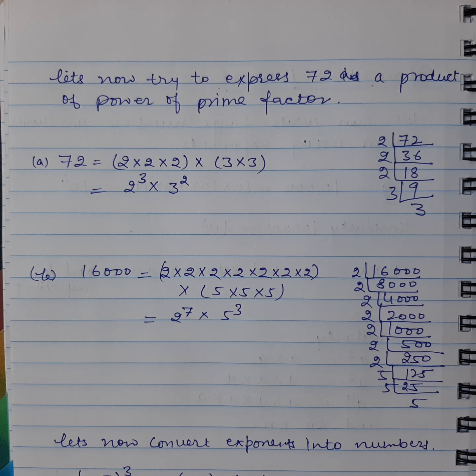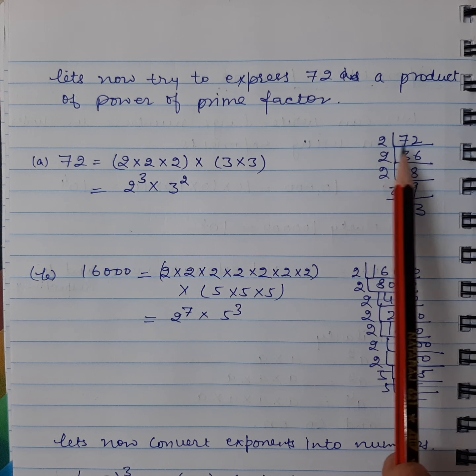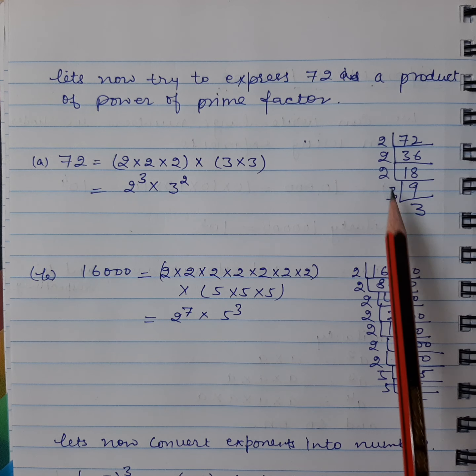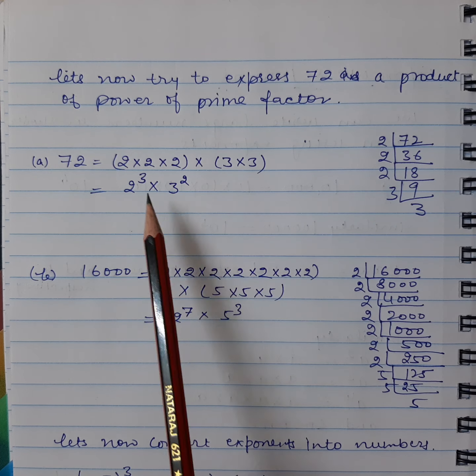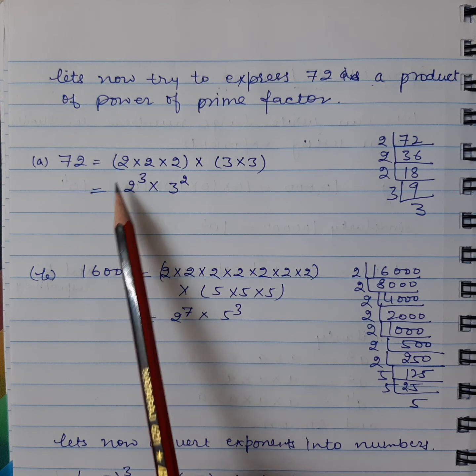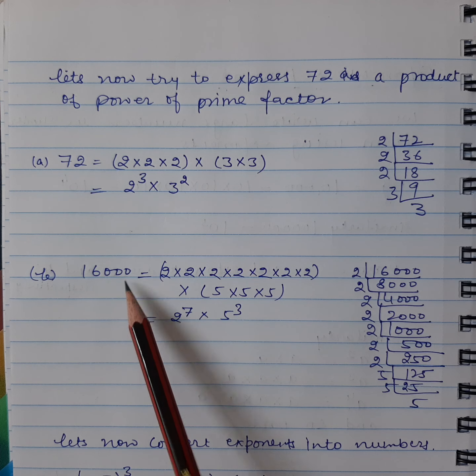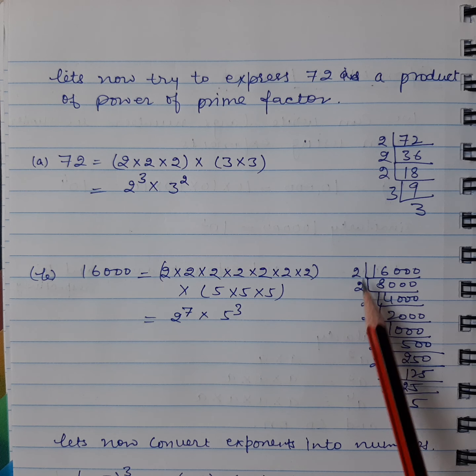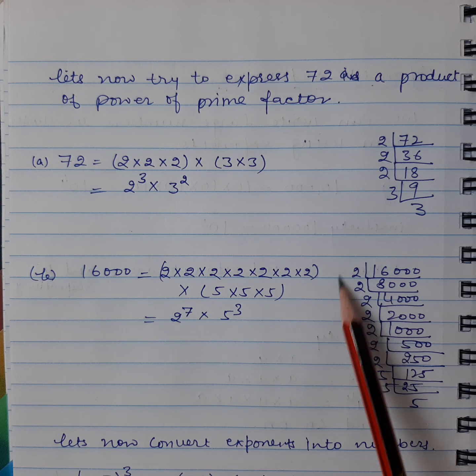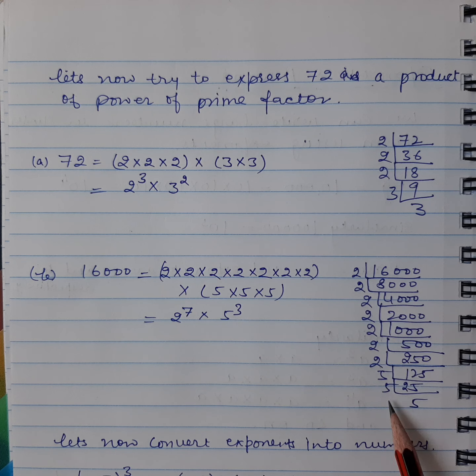Now let's take one more example. Let's take 72. We can take the factors, which are 2, 2, 2, 3, 3. So we can write 2 raised to power 3 and 3 raised to power 2. Similarly, we can do it for 16,000. If we take out the factors of 16,000, we get 2, 2, 2, 2, 2, 2, 2, 5, 5, 5. So 1, 2, 3, 4, 5, 6, 7. We can write 2 raised to power 7 and 5 raised to power 3.